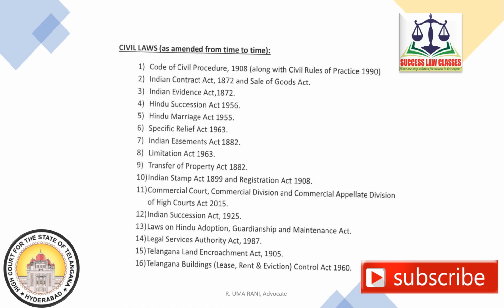Then the next subjects are the Hindu Succession Act 1956, Hindu Marriage Act 1955, Specific Relief Act 1963, Indian Easements Act 1882, Limitation Act 1963, Transfer of Property Act 1882, Indian Stamps Act 1899 and Registration Act 1908, Commercial Courts, Commercial Division and Commercial Appellate Division of High Courts Act 2015, Indian Succession Act 1925, law on Hindu Adoption, Guardianship and Maintenance Act, Legal Services Authorities Act 1987, Telangana Land Encroachment Act 1905, Telangana Building Lease Rent and Eviction Control Act 1960.